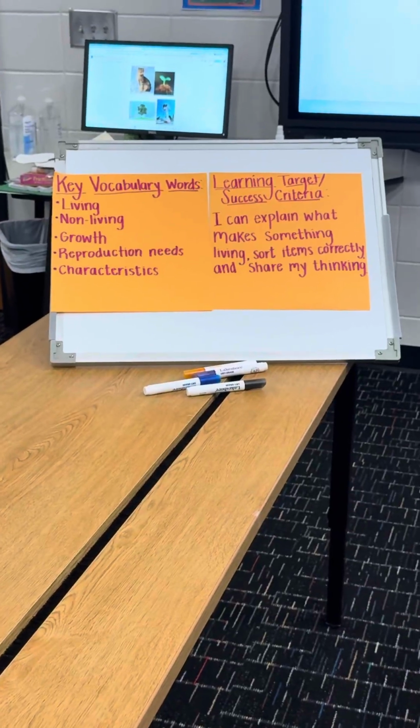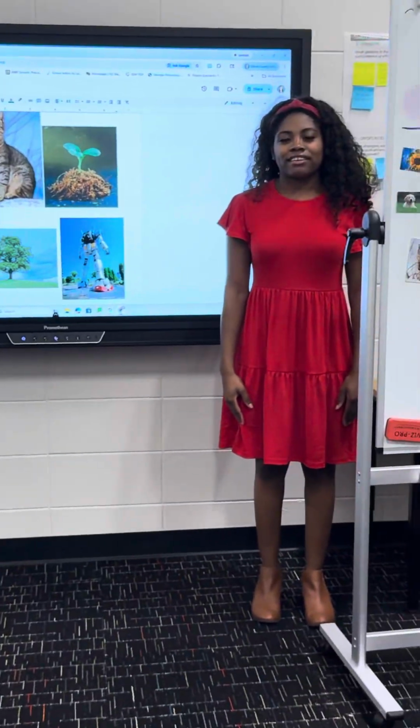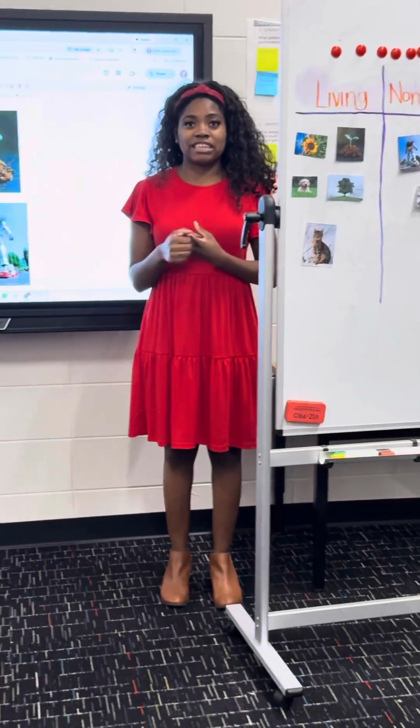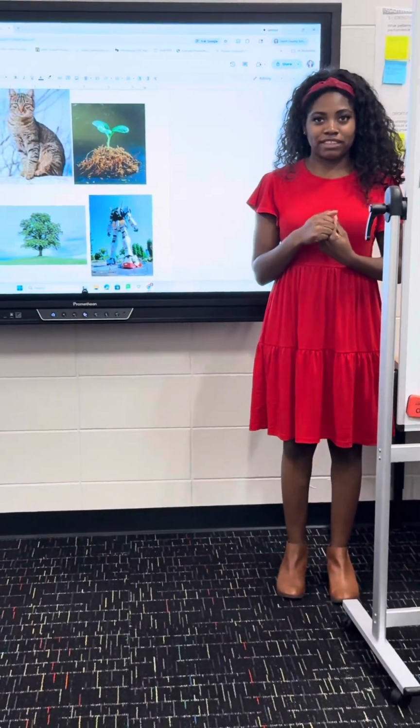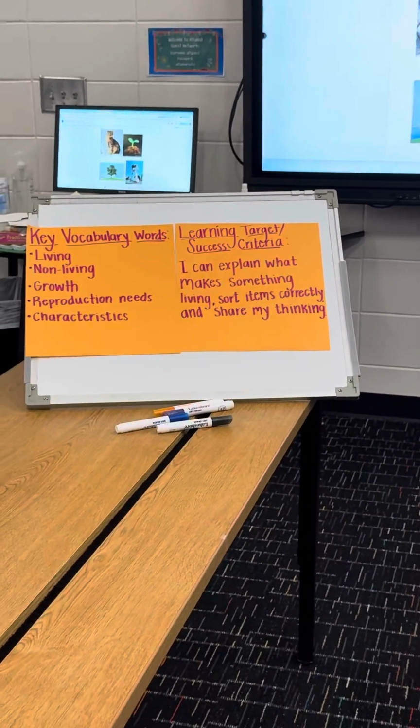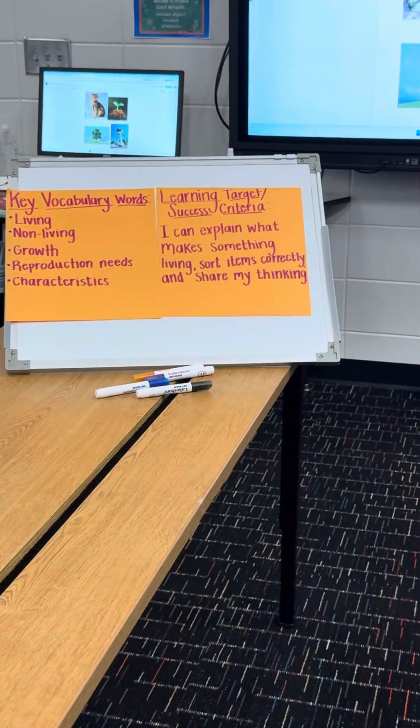Let's review what we learned today. Our learning targets were: we can identify the characteristics of living things, we can distinguish between living and non-living things, and we can provide examples of each.